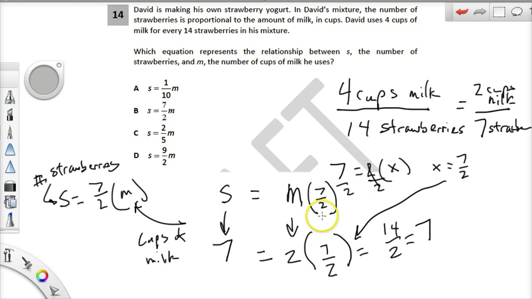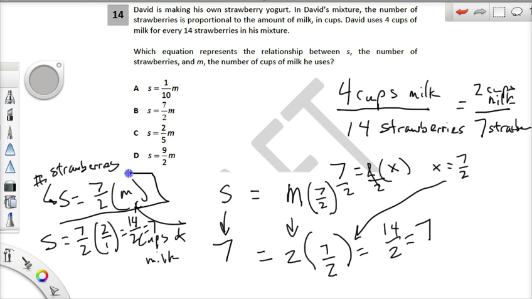Let's come back and check it again. If M is 2, if we have 2 cups of milk, we should get 7 strawberries. So let's check it. S equals 7 halves times 2. Does this work out? 7 times 2 equals 14, over 2 equals 7. So if we have 2 cups of milk, we should get 7 strawberries. So yes, the constant of proportionality is going to be 7 halves, and this is going to be our equation.